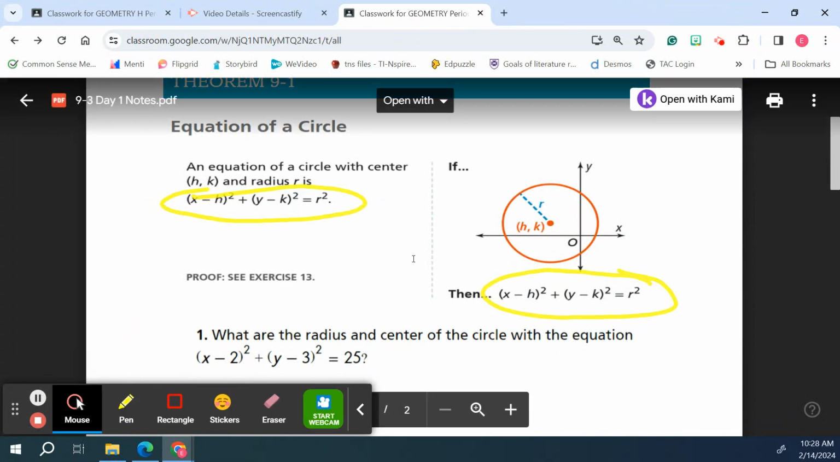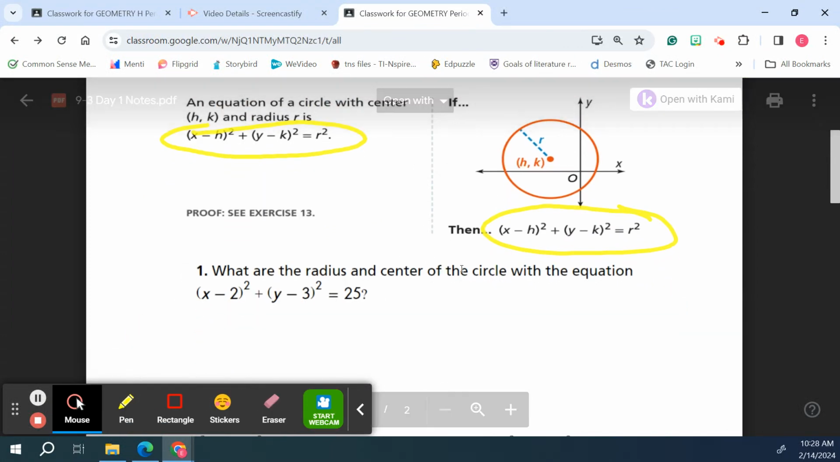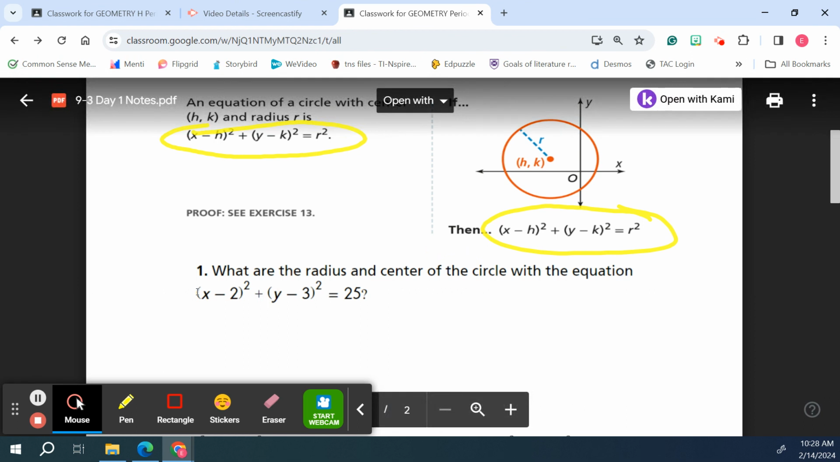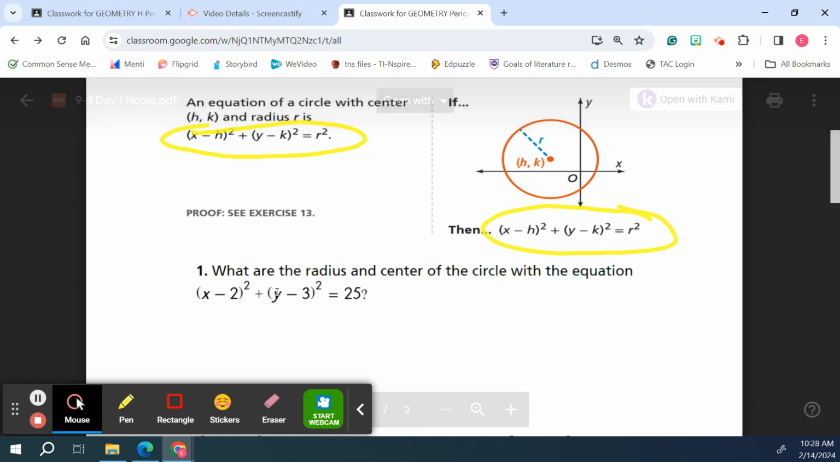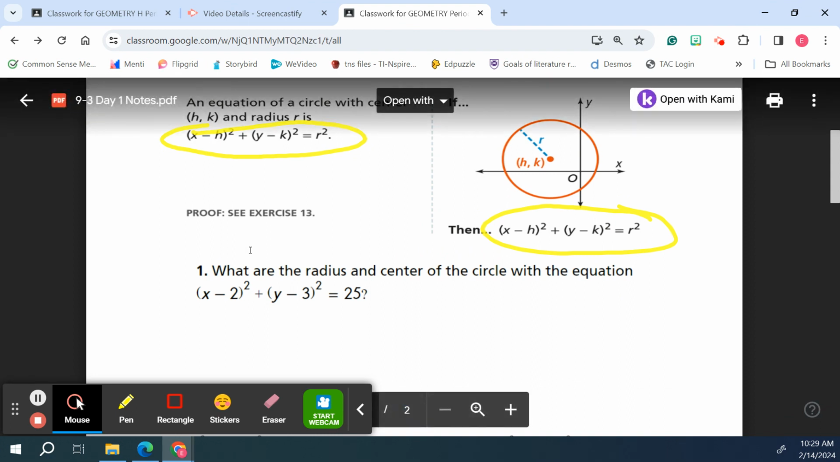All right. So in this case, it says, what is the radius and center of the circle with the equation x minus 2 squared plus y minus 3 squared equals 25? Now, a couple things we need to be aware of. First off, these both have negatives. That means when h and k get substituted into the equation, that's positive. So you got to think opposites here. And the other thing is this radius is squared, which means we need to take the square root to find the radius.